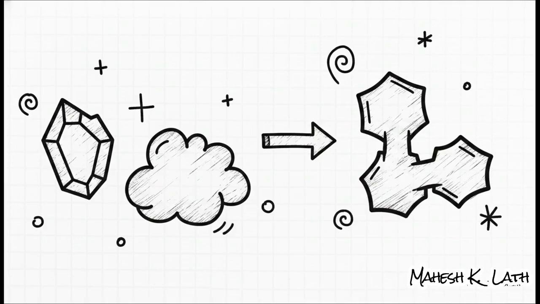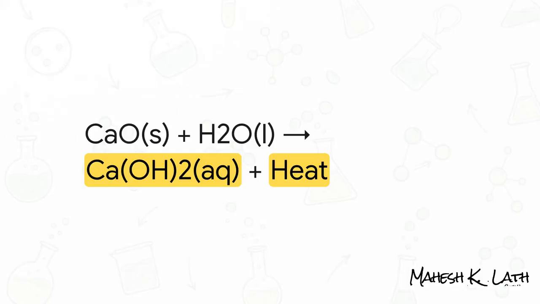First up is the combination reaction. Just like it sounds, this is when two or more substances just join forces to form one single product. A really great example of this is calcium oxide, which you might know as quicklime, reacting with water. When you mix them, they combine super vigorously to form a single product called slaked lime.